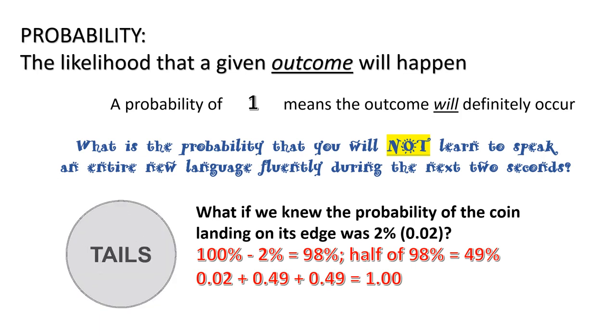Notice that the sum of the probabilities of all possible outcomes must always be exactly 1, or 100%, since this covers everything that could possibly happen.